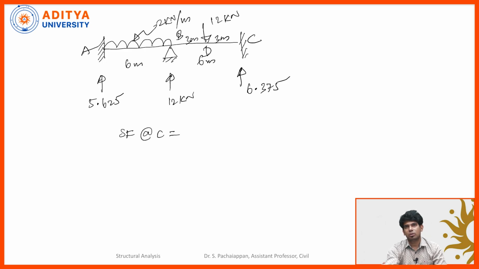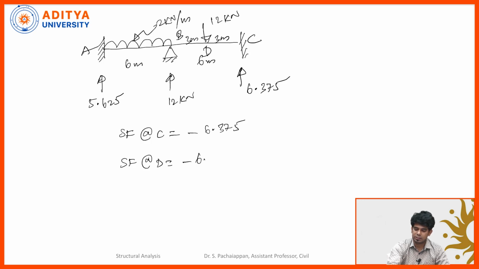When you are going from right to left, I am going to consider the upward forces as negative and downward forces as positive. So minus of 6.375. Shear force at the point D is minus of 6.375 plus 12, I will be getting 5.625 kilonewton.